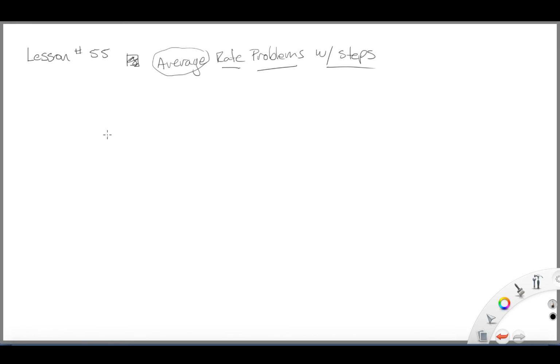They don't give much explanation. They just jump right into the first example because they're anticipating that we know how to do rate problems, which we did in lesson 54. So if you need a reminder, go back to that lesson. Here's the first example. It says the average of three numbers is 17.